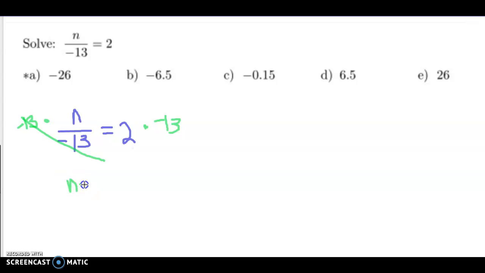So I have 1n here, and 2 times negative 13, well, a positive times a negative is a negative, and 13 times 2 is 26. So my answer is negative 26, which is circled right up here.